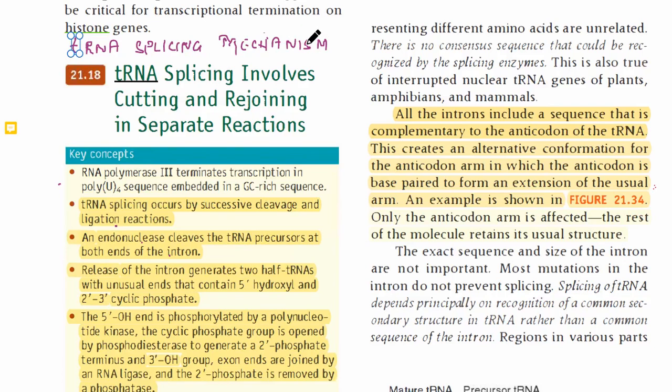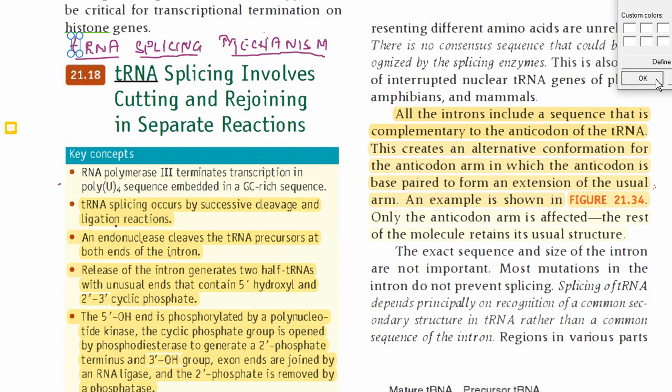Welcome everyone. Today we are going to discuss the tRNA splicing mechanism. Now we know that splicing means removal of introns, and the exons which are left will be ligated to form a mature RNA. So here are the steps involved. We will do it step by step.